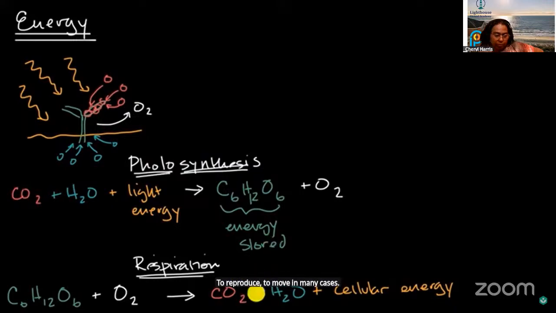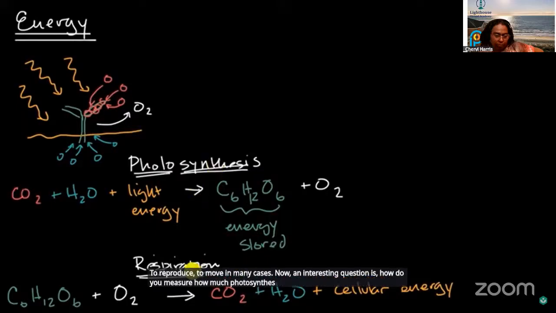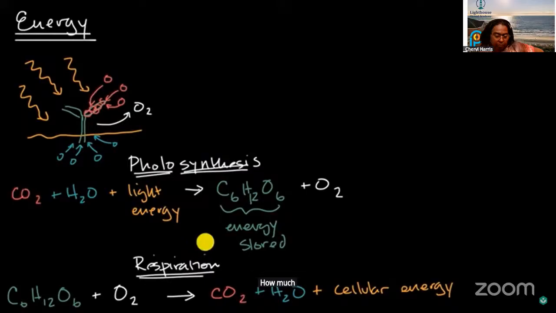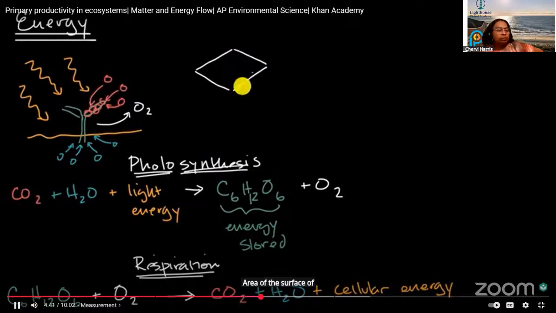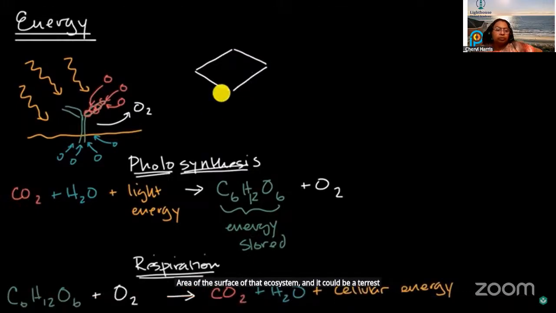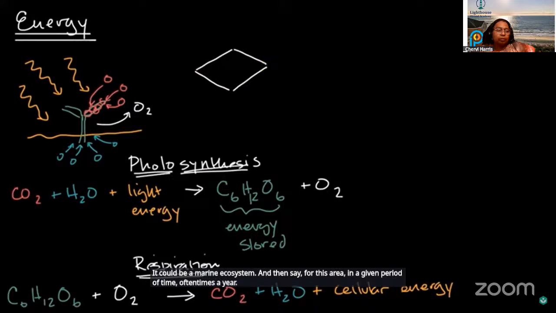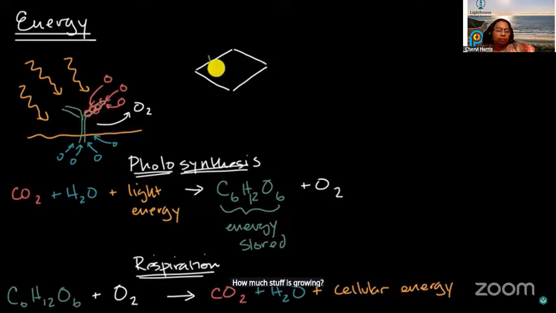Now, an interesting question is, how do you measure how much photosynthesis is going on? How much primary productivity is going on? Well, one way to think about it is find an ecosystem and take a certain area of the surface of that ecosystem. And it could be a terrestrial ecosystem on land. It could be a marine ecosystem. And then say, for this area in a given period of time, oftentimes a year, how much stuff is growing? So this is the stuff that grows.